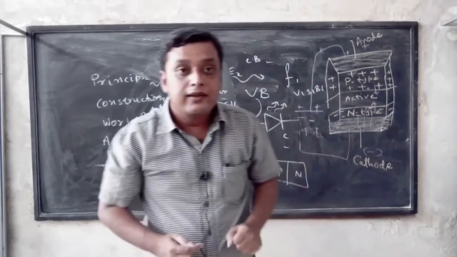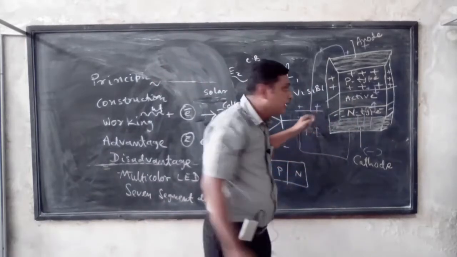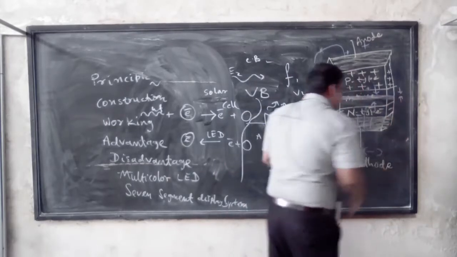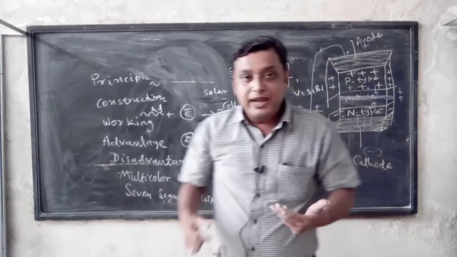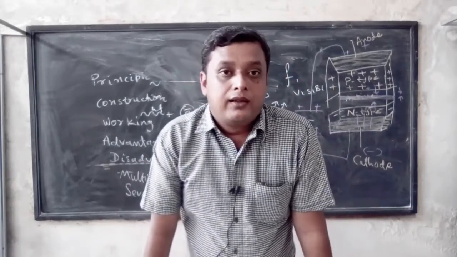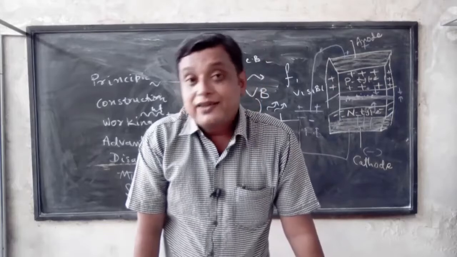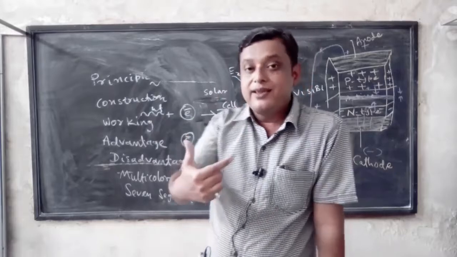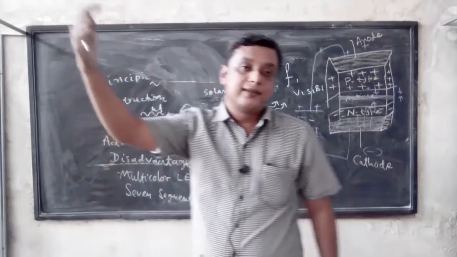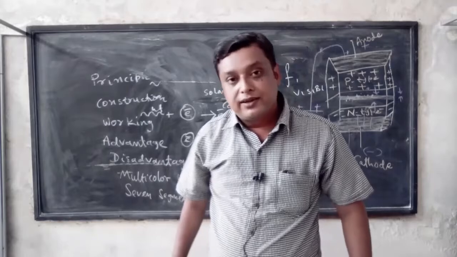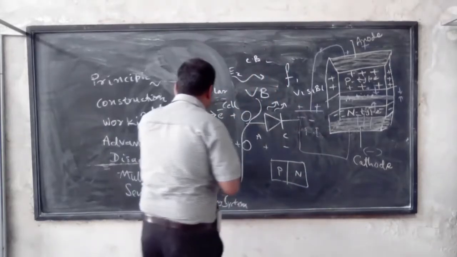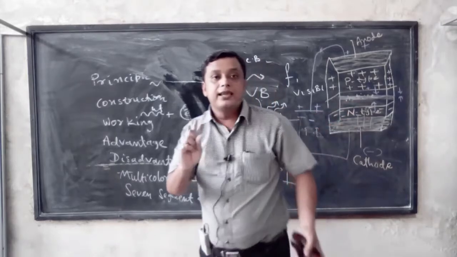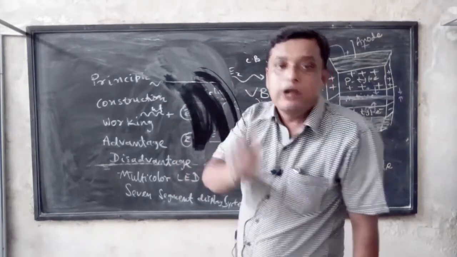So what happens if I am increasing the forward voltage? The depletion barrier width reduces. Actually, again the question is: why does this decrement in the depletion barrier give light energy? The answer is that in a depletion barrier there will be the process of recombination.